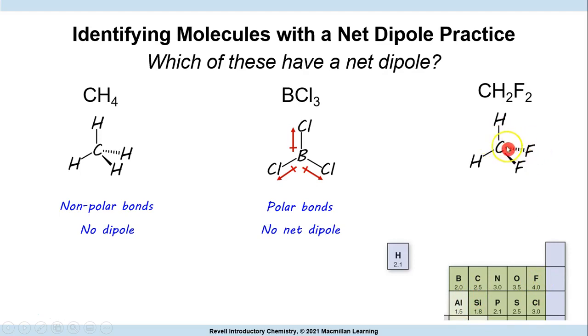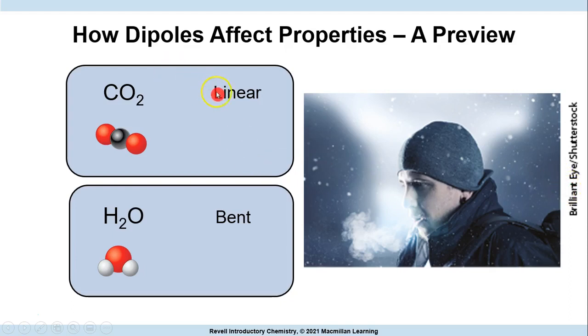So here we have carbon-fluorine. Because fluorine is more electronegative, the arrow will be pointing towards fluorine, and for the two of them, so they are polar bonds. Because there is no symmetry in this molecule, it makes it have a net dipole.